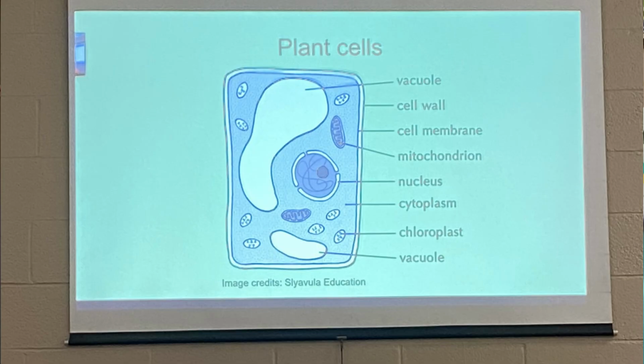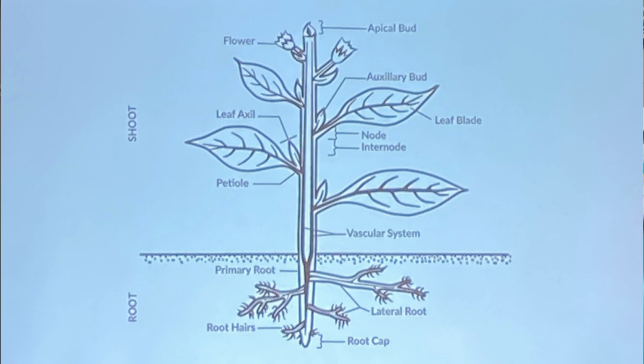All right, here, this is going to take you back to 10th grade biology. This is what an inside of a plant cell is. It has the vacuole, cell wall, cell membrane, mitochondria, nucleus, cytoplasm, chloroplast, and vacuole. Here is a diagram of a typical plant. You can see the shoots grow, it looks like above ground, and roots are beneath the ground. You have your primary root there, root hairs, your root cap, your lateral root, and then in the shoots you have your flower, apical bud, axillary bud, your nodes, internodes, leaf blades, leaf axil, and petiole.